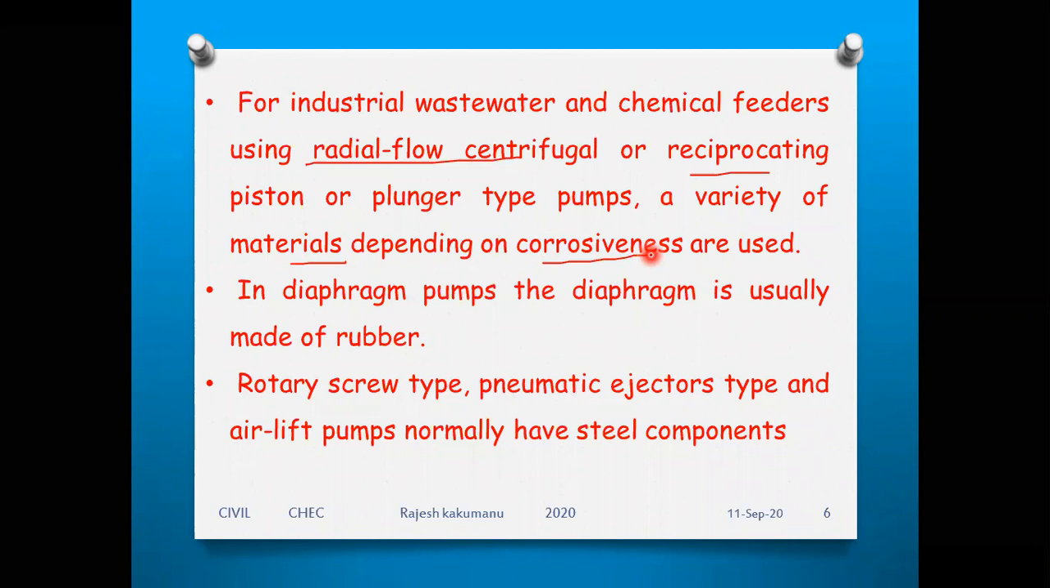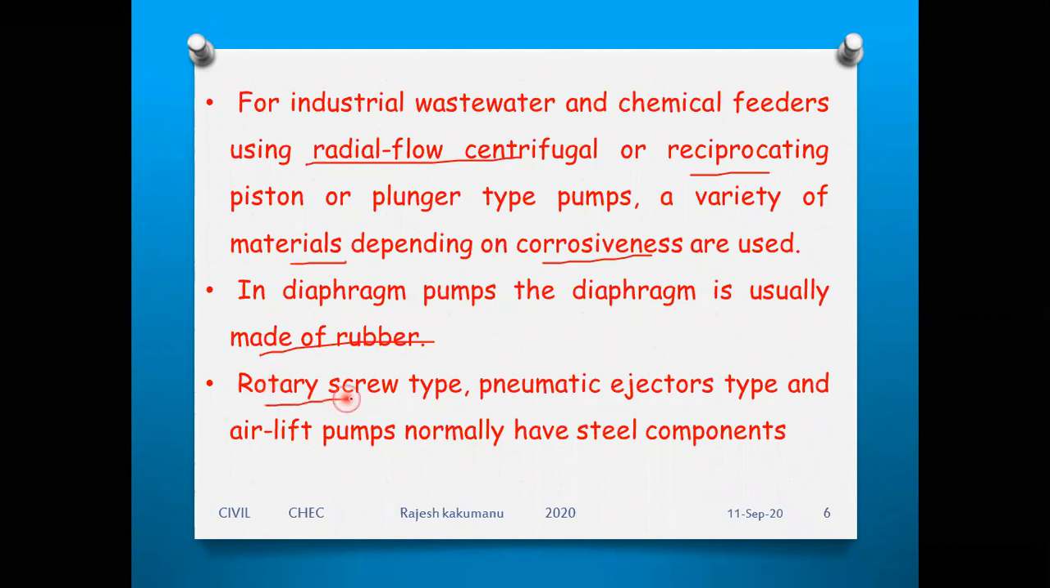In diaphragm pumps, the diaphragm is usually made up of rubber. So the diaphragm inside the pumping system is generally made up of rubber material. That is just for inside cushioning only, not for the external, inside cushioning.